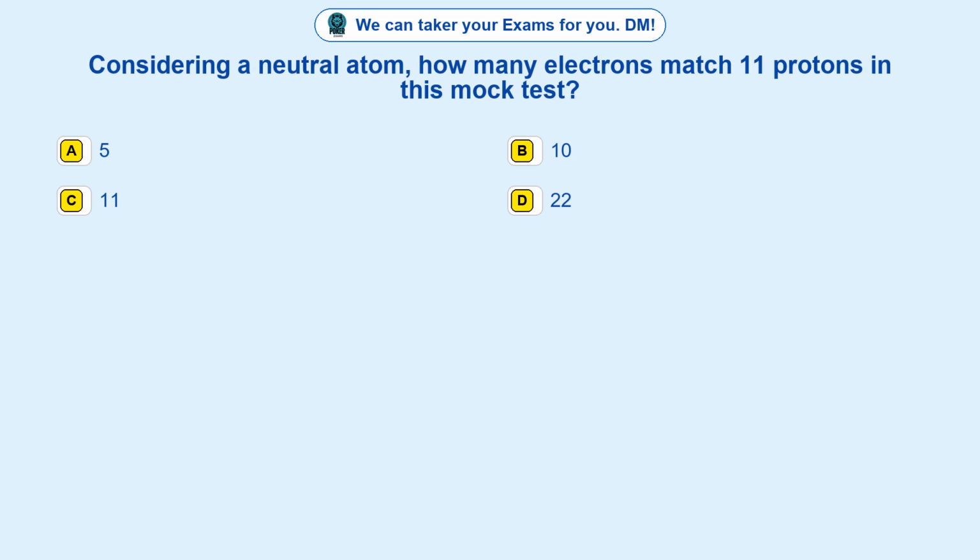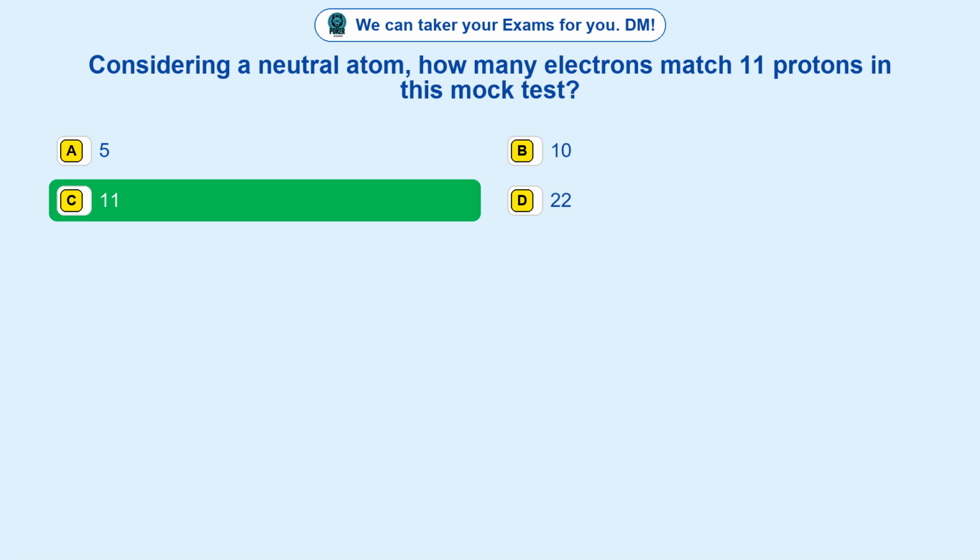Question 32. Considering a neutral atom, how many electrons match 11 protons in this mock test? Option A, 5. Option B, 10. Option C, 11. Option D, 22. The correct answer is option C.